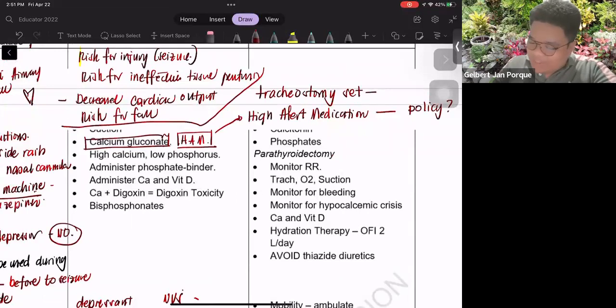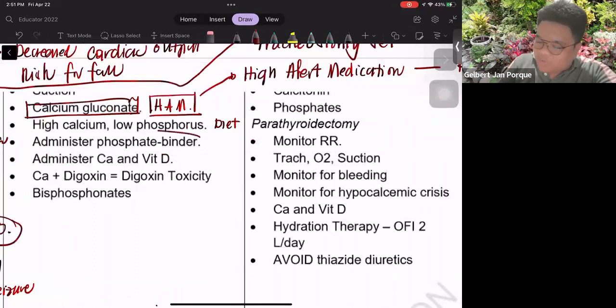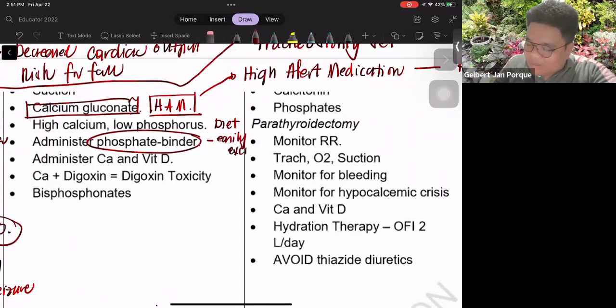Now, you also have high calcium. This is for the diet. You need to have a high calcium diet and a low phosphorus diet. And then you administer phosphate binders. The purpose of the phosphate binder is for the phosphorus to bind. When they bind, they will be easily excreted through the GI, so that the excess phosphorus your patient is having is eliminated in the stool.